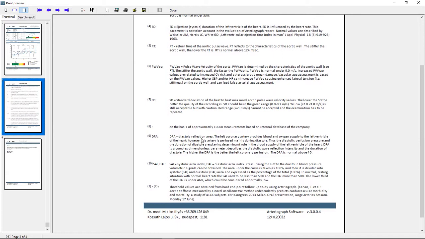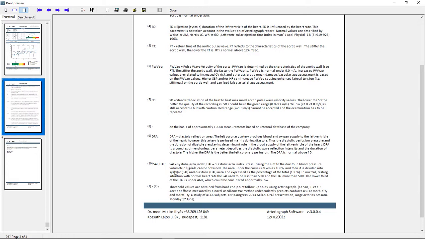Diastolic reflection area, I already mentioned. This is a very good parameter to describe the left coronary artery filling conditions. The left coronary artery provides the blood and oxygen to the left ventricle of the heart. So this is an extremely important parameter. Because the left coronary filling happens mostly during the diastole, the duration of the diastole and the pressure in the diastole play an important role, and this parameter provides information about this. It is normal if it is higher than 40 units.